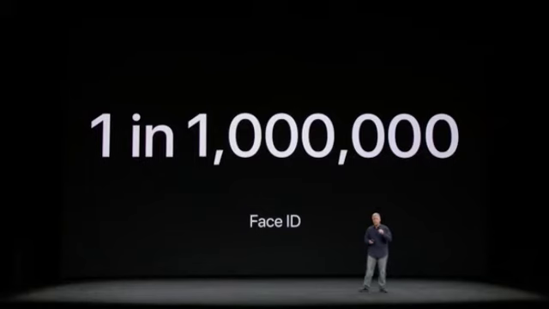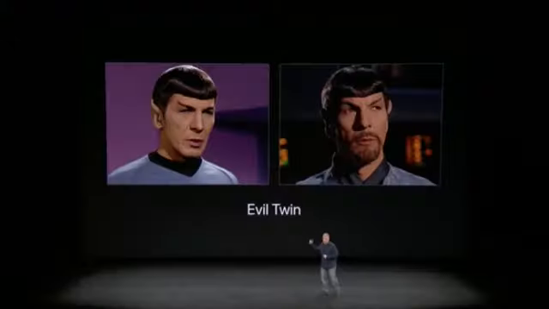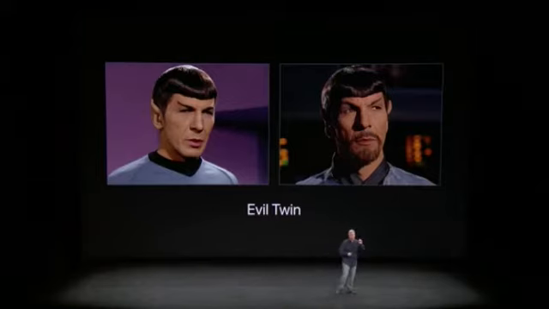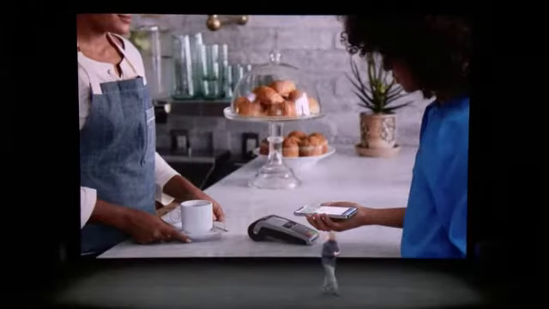The chance that a random person in the population could look at your iPhone X and unlock it with their face is about 1 in a million. Now, of course, the statistics are lower if that person shares a close genetic relationship with you. So, for example, if you happen to have an evil twin, you really need to protect your sensitive data with a passcode. Hopefully you don't.